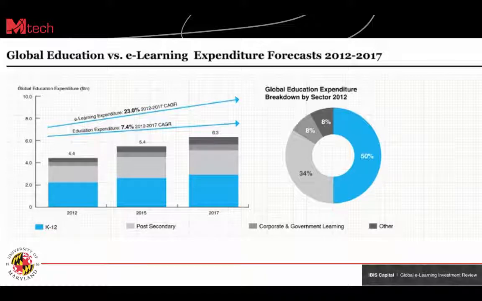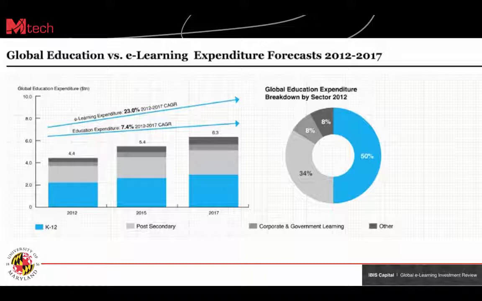I want to know who's my customer, who's buying these elements. Well, there are 4 primary factors that are analyzed here in this IBIS report. There's the K through 12 market. There's the post-secondary, typically your college market. There's corporate and government spending for employee training. And there's other there as well that factors in a variety of other factors.